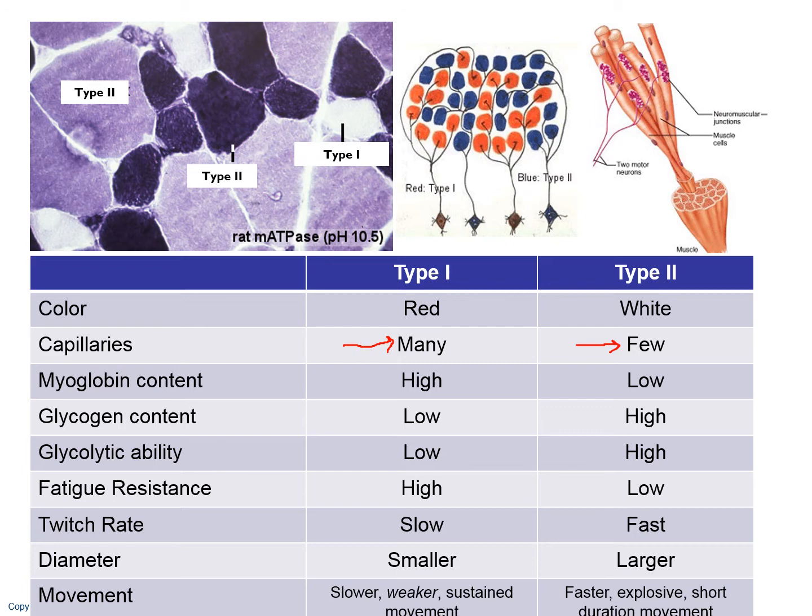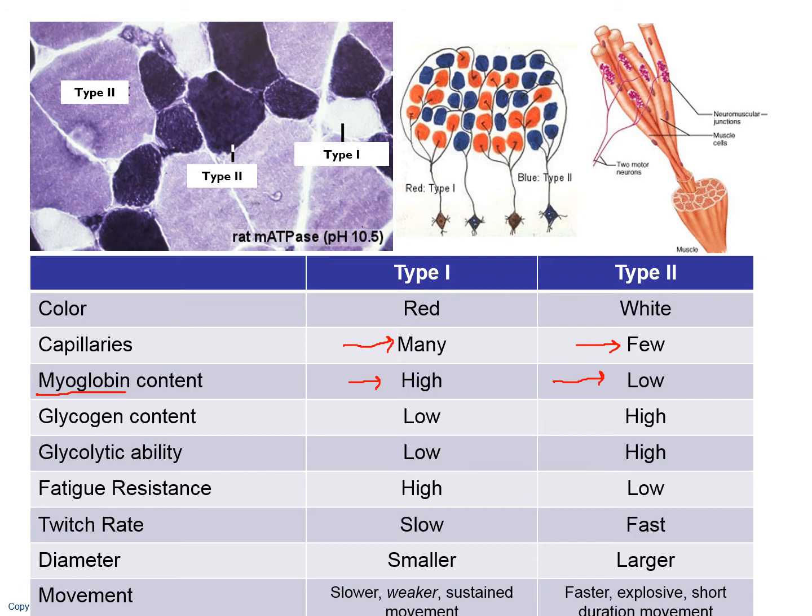Myoglobin is a red-colored protein that stores oxygen. It's found only in muscle cells. It makes sense, therefore, that type 1 fibers will have high amounts of myoglobin in them, as they need that oxygen for aerobic cellular respiration. Type 2 fibers have very low amounts of myoglobin in them.